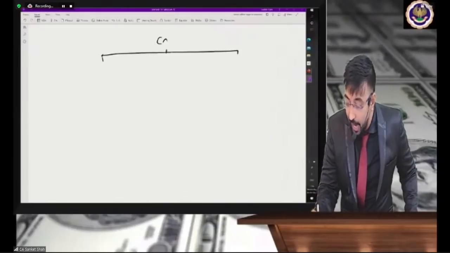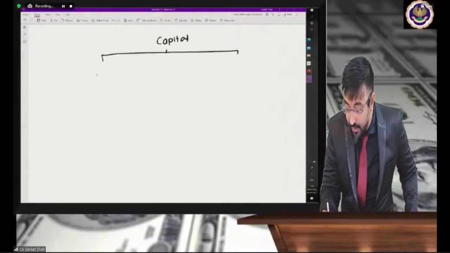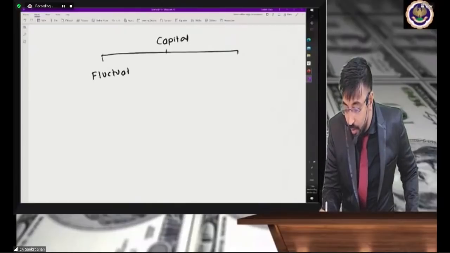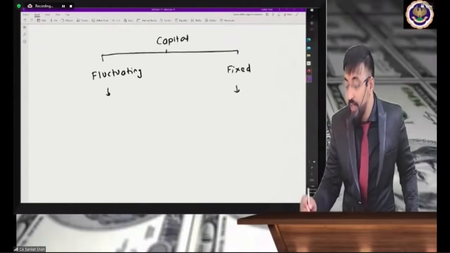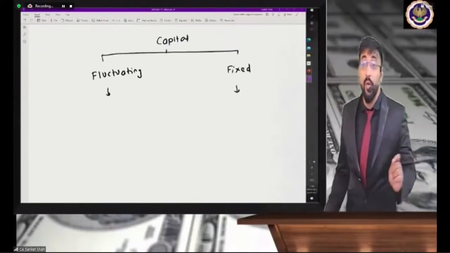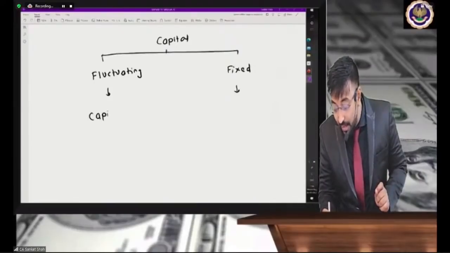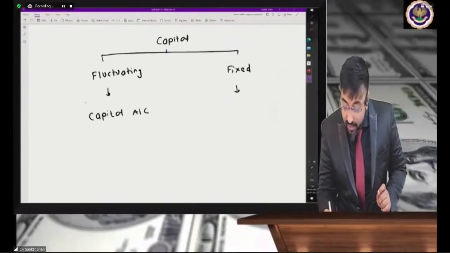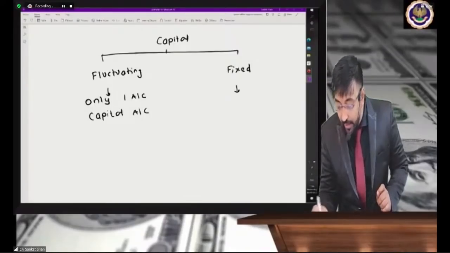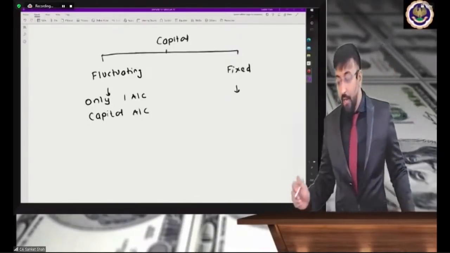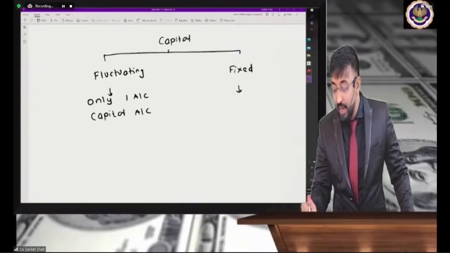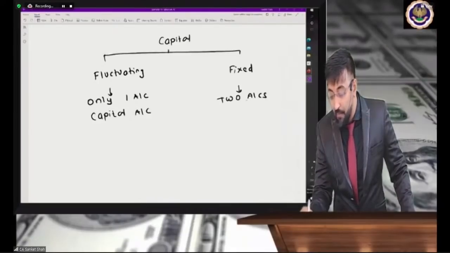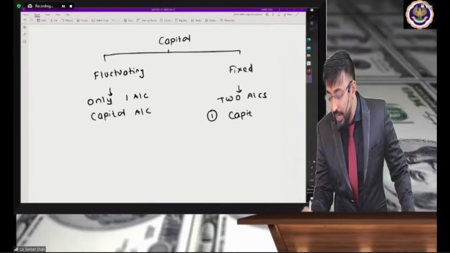Remember, capital accounts are maintained in two ways. One is fluctuating capital, and the second is fixed capital. In fluctuating capital, we maintain only one account, that is the capital account. But in fixed capital, we have to maintain two accounts: number one is the capital account and number two is the current account.